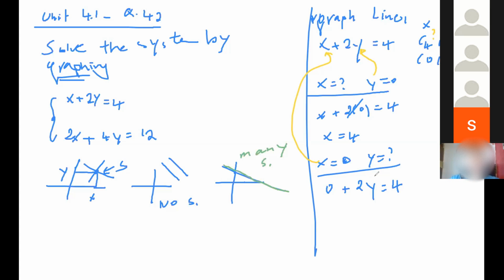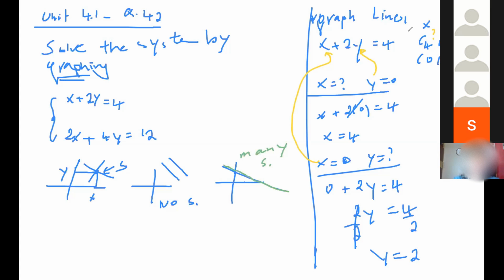So 0 plus 2y is? 2y. Right, 2y and 4. Finally, divide by 2, divide by 2. These cancel out. So y is 2. So once you find both, we found both x and y.